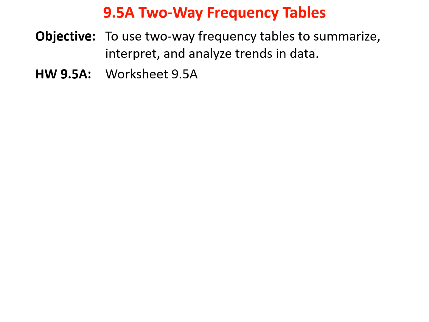We're going to look at lesson 9.5a, the first of two lessons on two-way frequency tables. What we're trying to look at here with two-way frequency tables is how two different sets of data might be related to each other. In other words, if you're comparing two different variables and seeing if there's a relationship, and we often do that using a table. So let's get started.